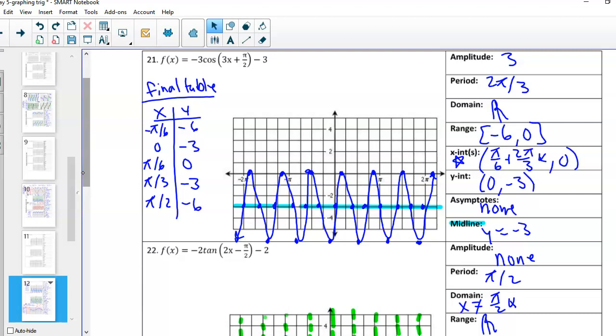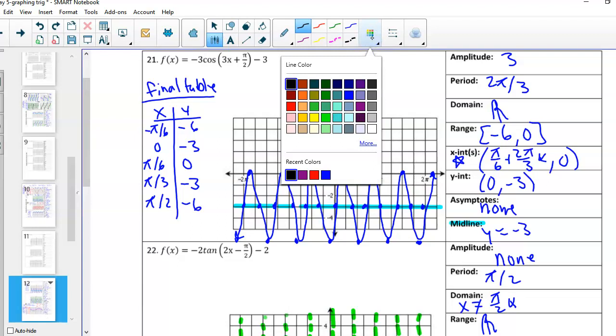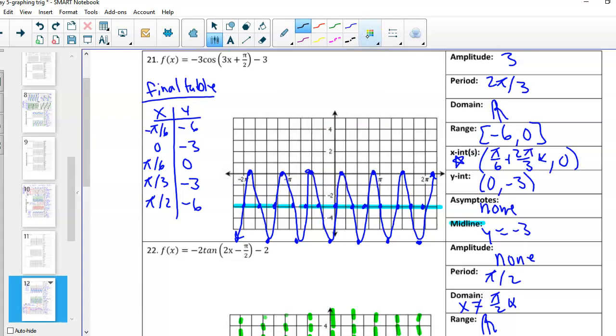I did need to write this up here also. Because of both of these being inside, you had to do this part first. And I should have written this up here.